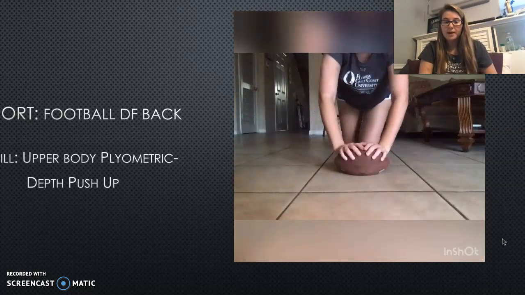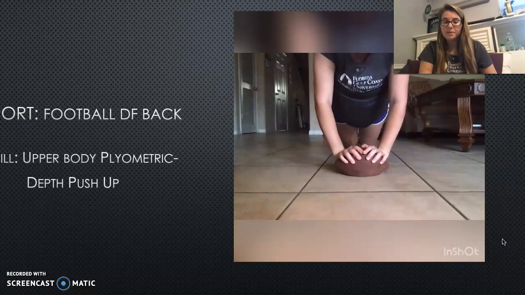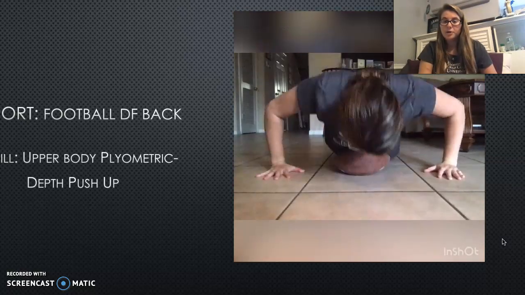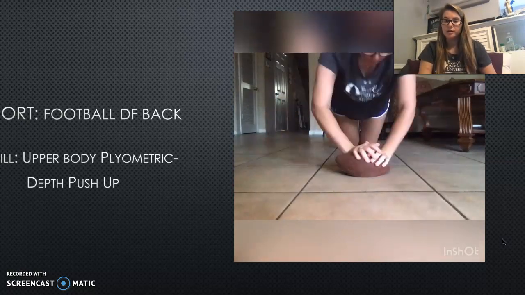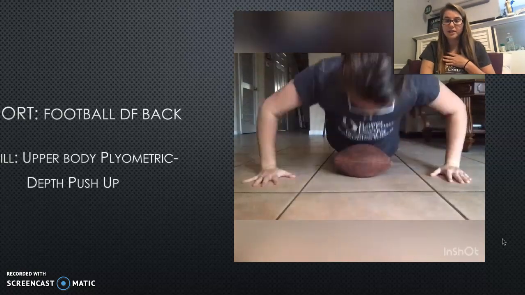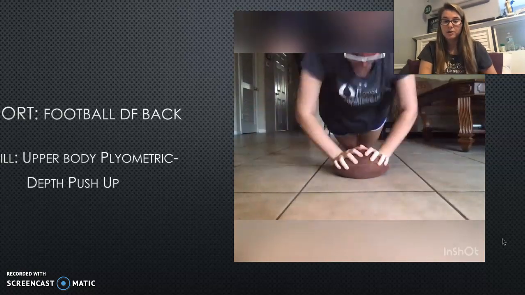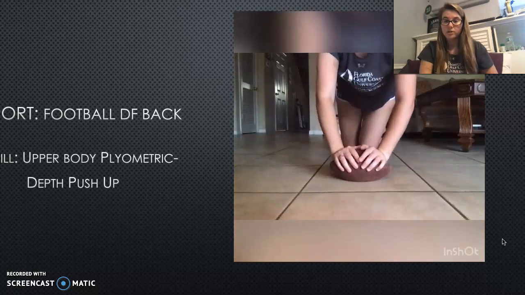The next one I picked for my upper body plyometric would be the depth push-up. I am doing a modified push-up, but this helps with the pectoralis major getting strong, strengthening it so you're able to tackle and having that core stability.